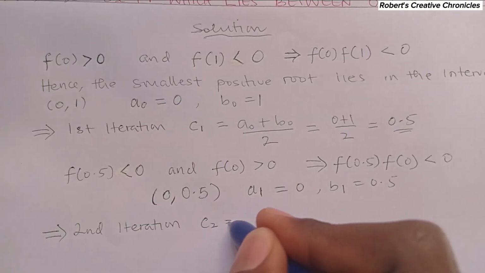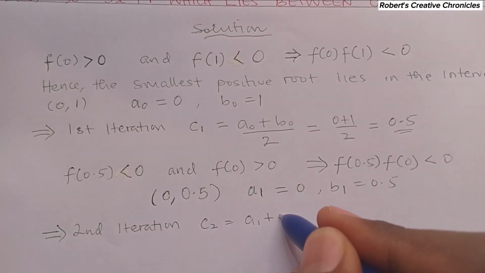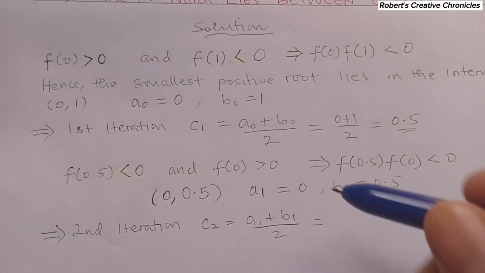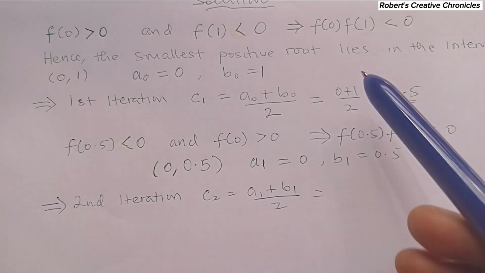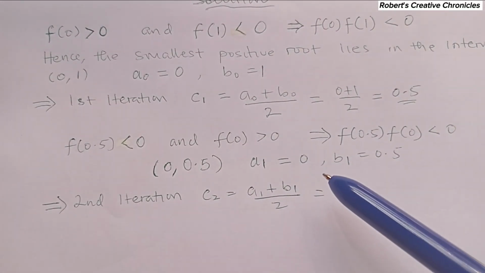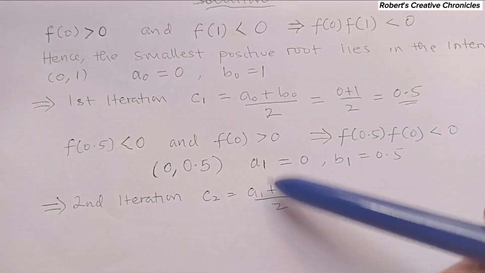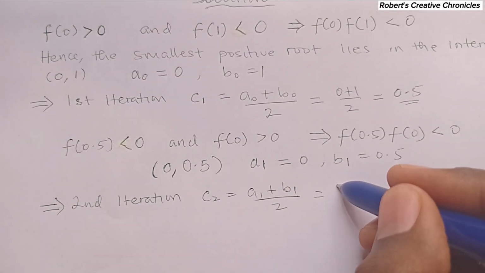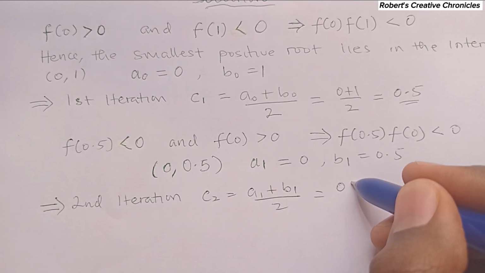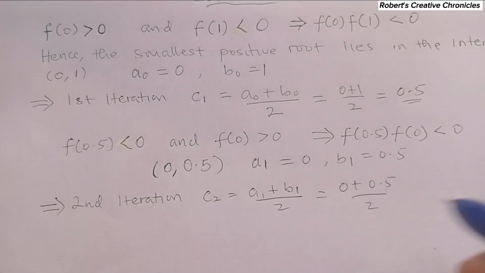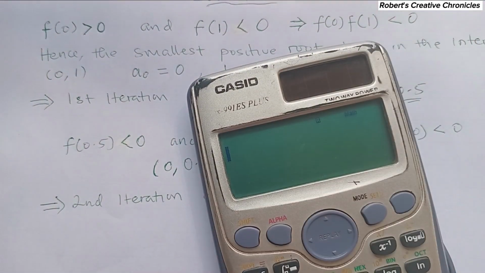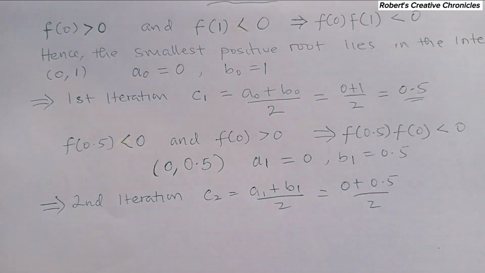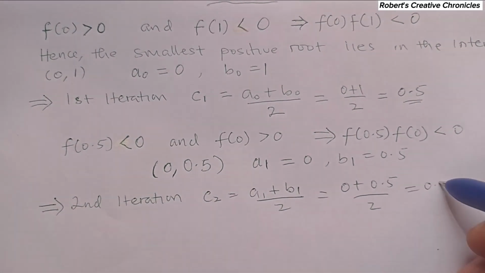So now c2 will be equal to (a1 plus b1) over 2. This is how you'll be going, but henceforth I'll just be adding them and dividing them by 2. I'm just trying to show you the formula. So it will be 0 plus 0.5 over 2. That's 0.5 divided by 2, which is 0.25.